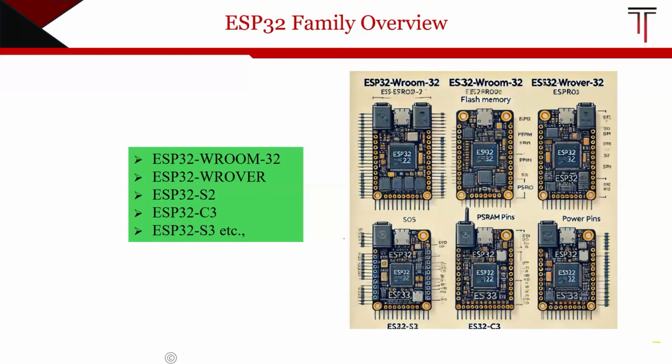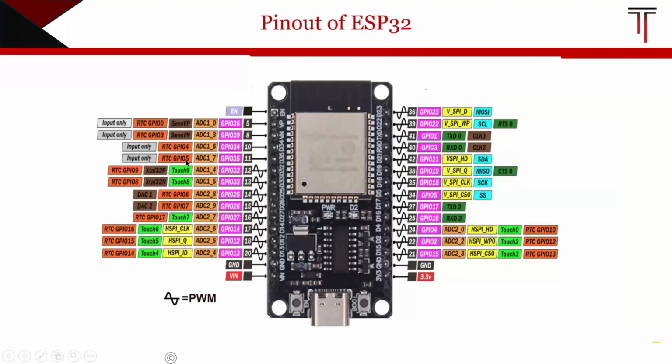So this is all about the different ESP32 family versions. Among these boards, this is the board we are going to use in our course. This is a simple ESP32 WROOM board, which is most suitable for IoT applications.